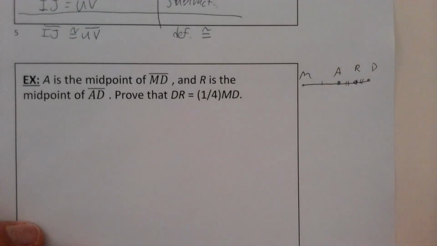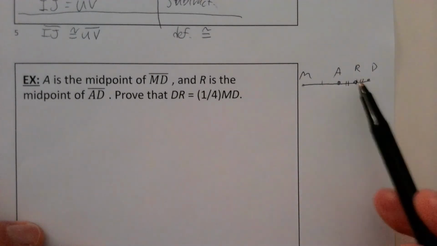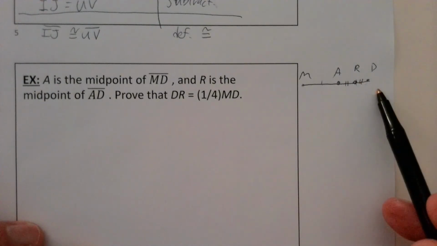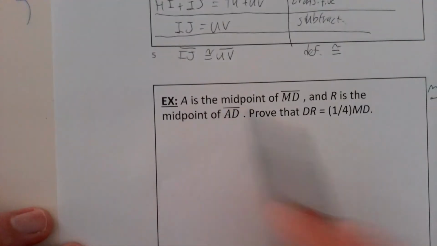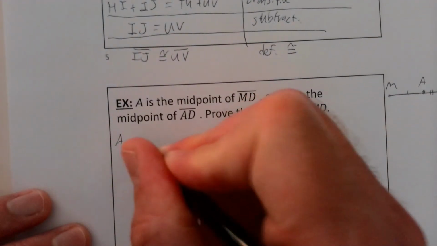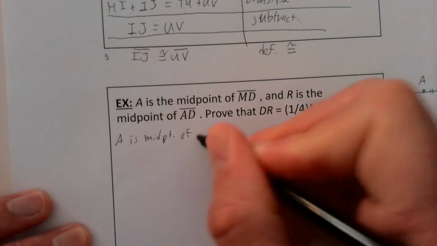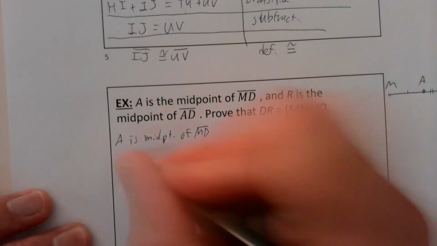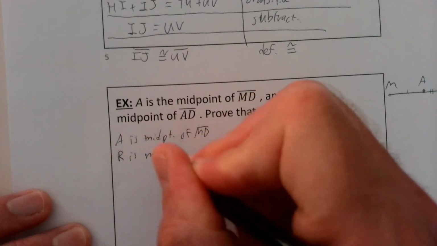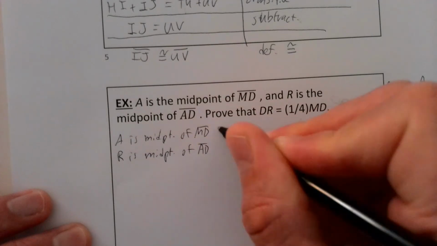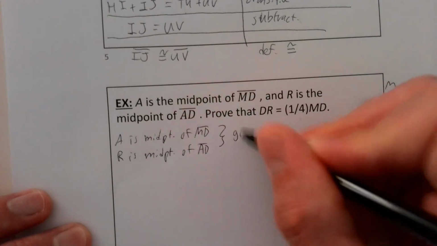They want me to prove that DR, this right here, is a quarter of the entire thing. Right. So, in other words, you could say, given all of that, prove the statement right there. So I'm going to just put A is midpoint of MD. R is midpoint of AD. And that is by the given information.